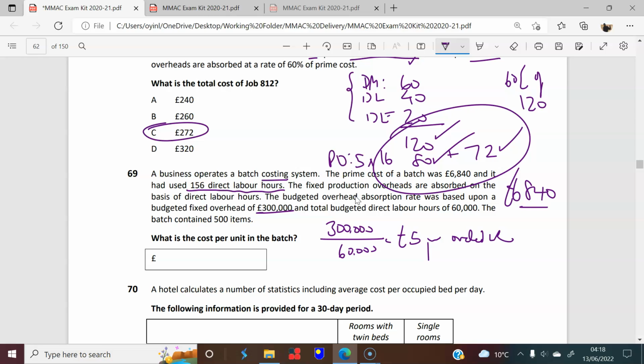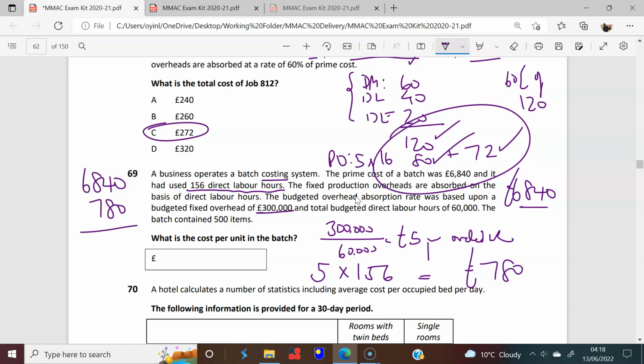So for this batch, we have 156 labor hours, so 5 times 156 is equal to 780. So we have £780 of overheads associated with this batch. And we have the prime cost, the direct cost, 6,840, plus the overheads, 780, which is equal to 7,620. So that's the value of the entire batch.